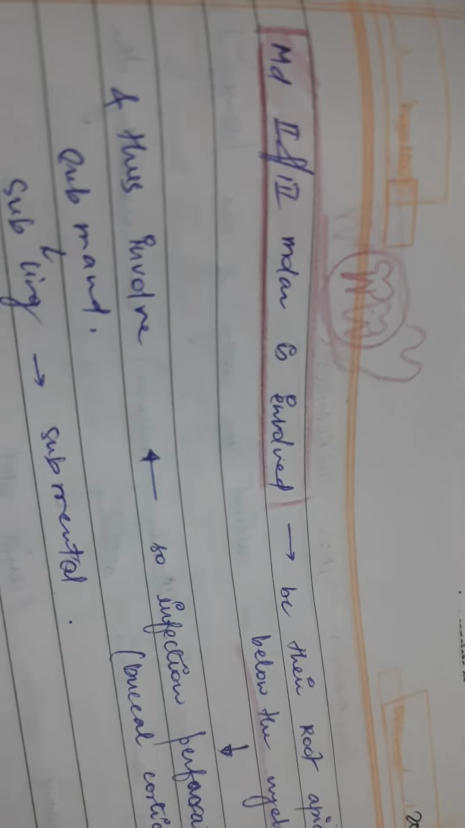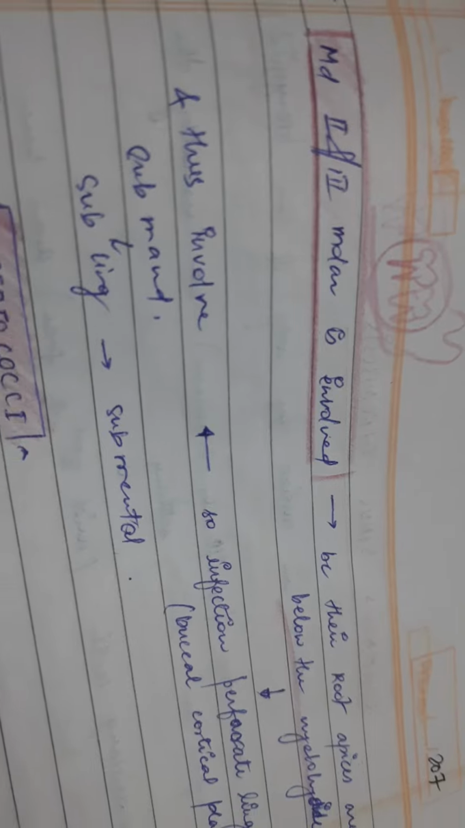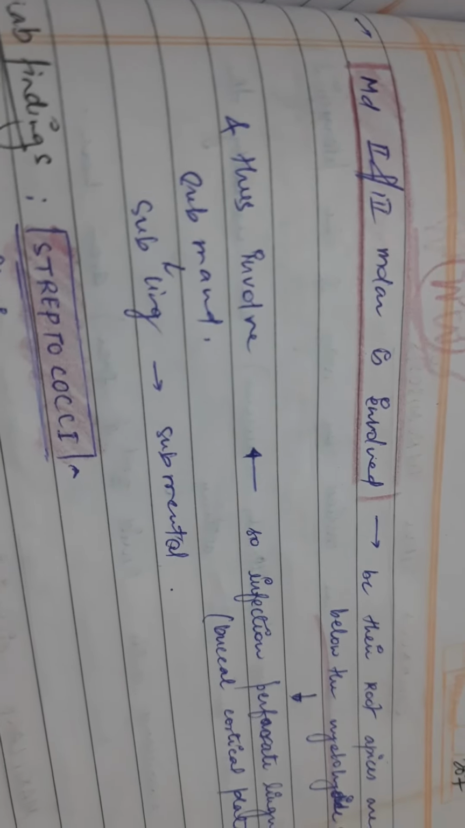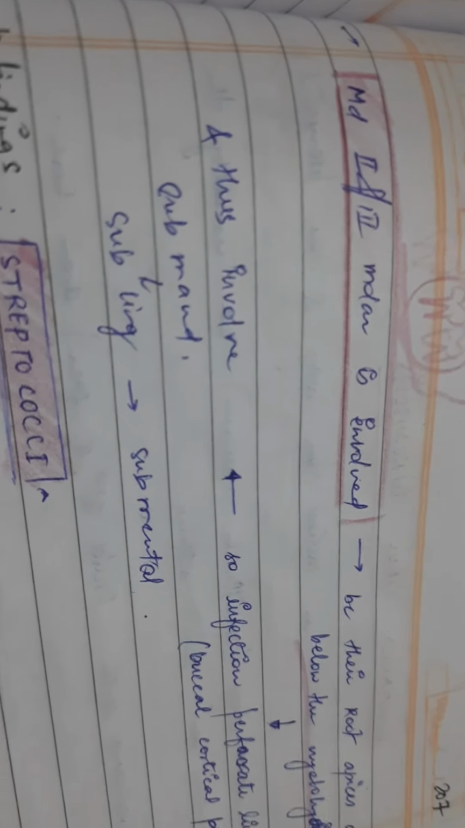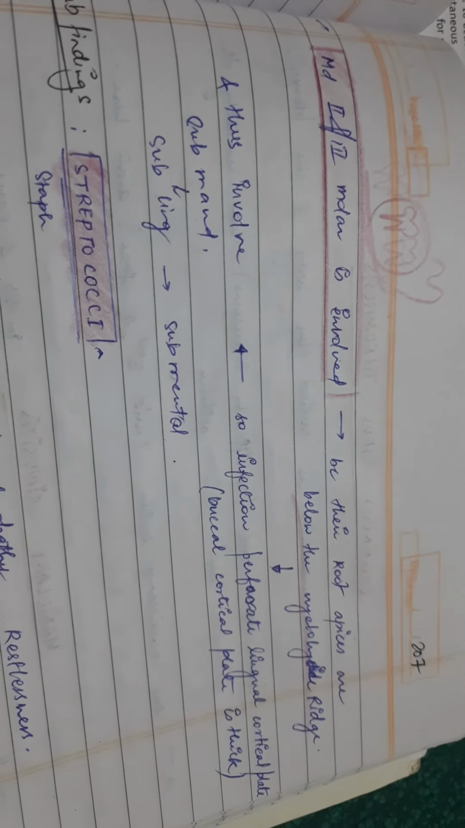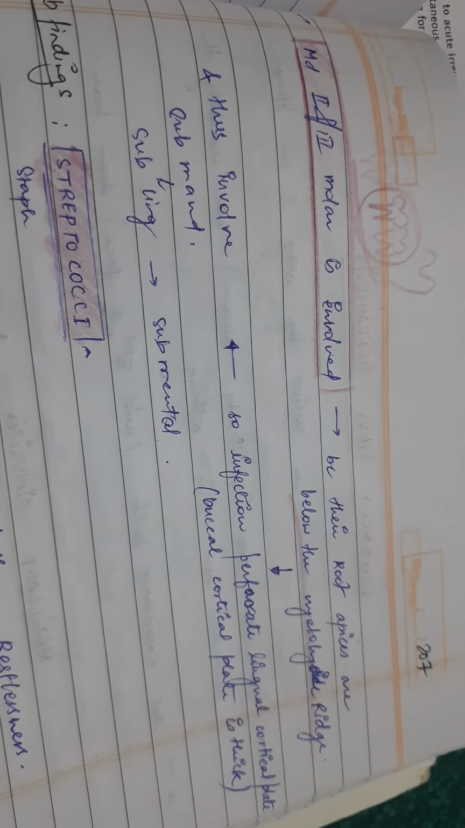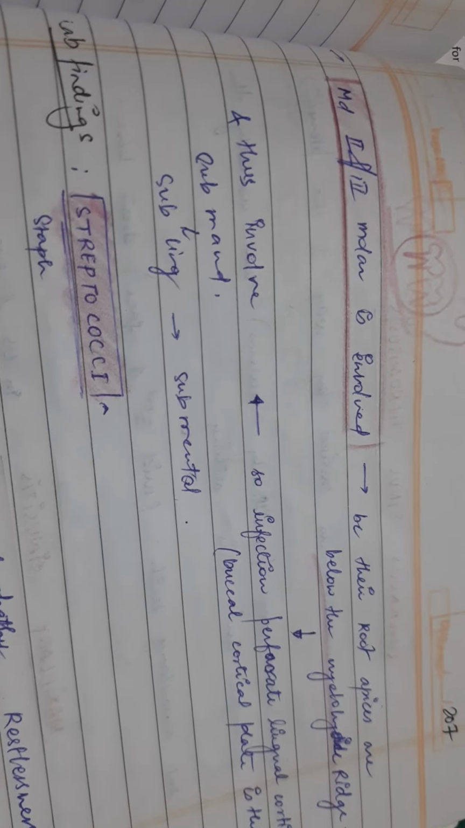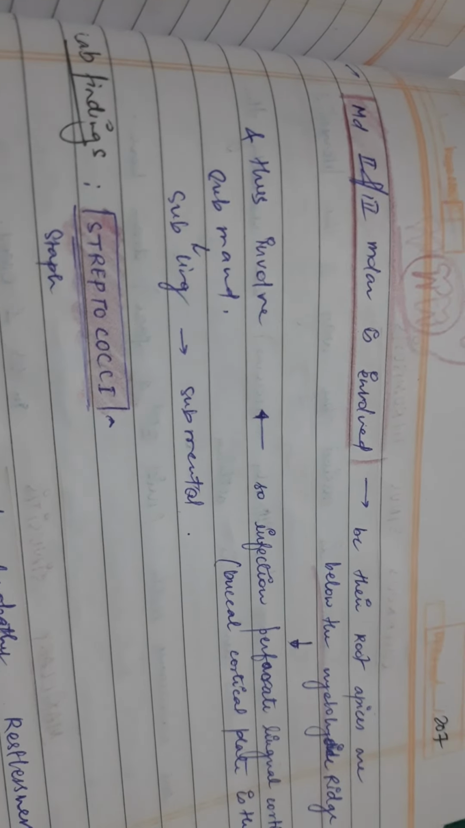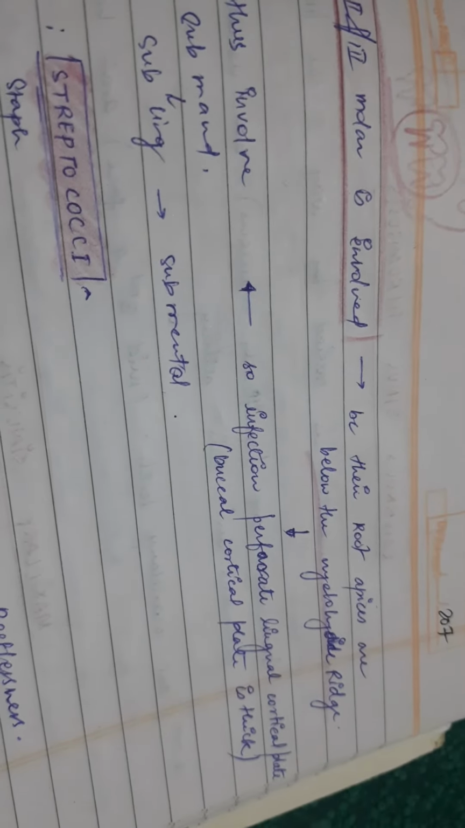Mandibular second and third molars are involved in Ludwig's angina because their root apices are below the mylohyoid ridge, so infection perforates the lingual cortex. We have seen in relation to the mandible the submental, submandibular, and sublingual spaces.